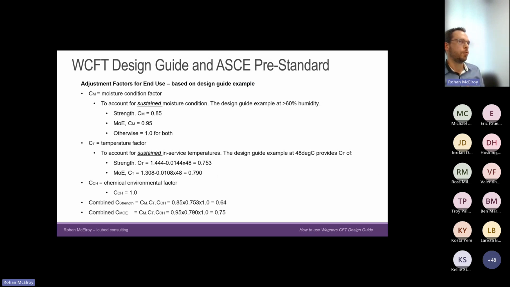There's an example in the design guide that I've just tried to pull through into this presentation to keep things simple. So you can go back to the design guide and have a look at these numbers yourself if you want to work through a solution.